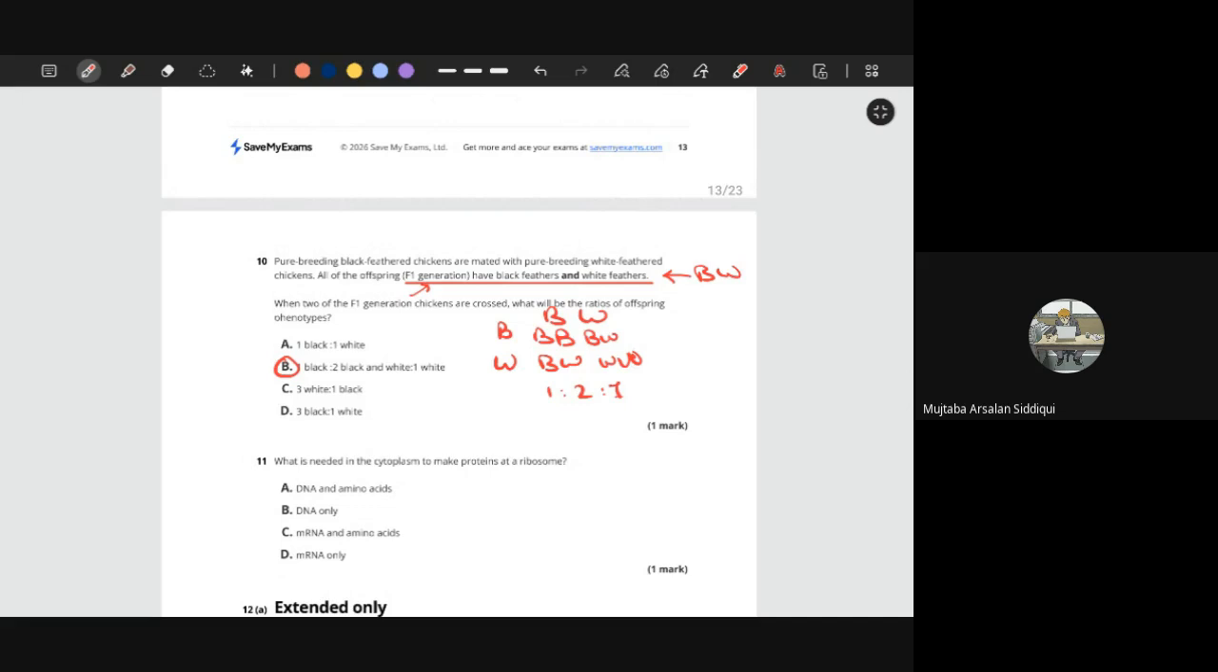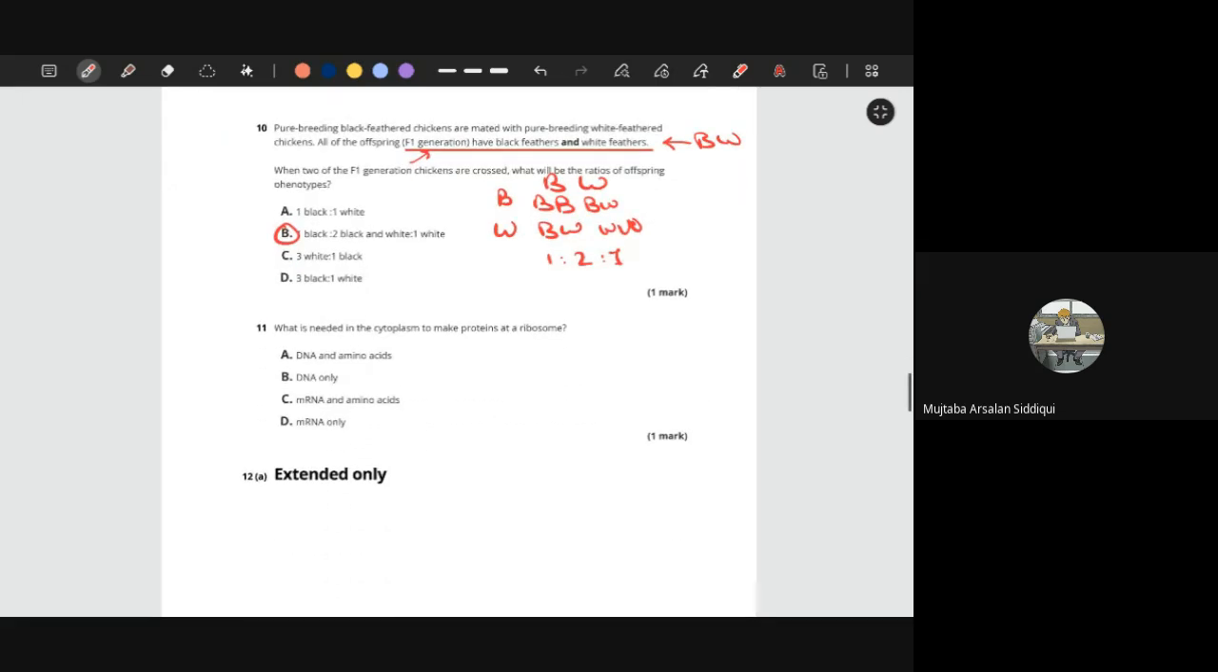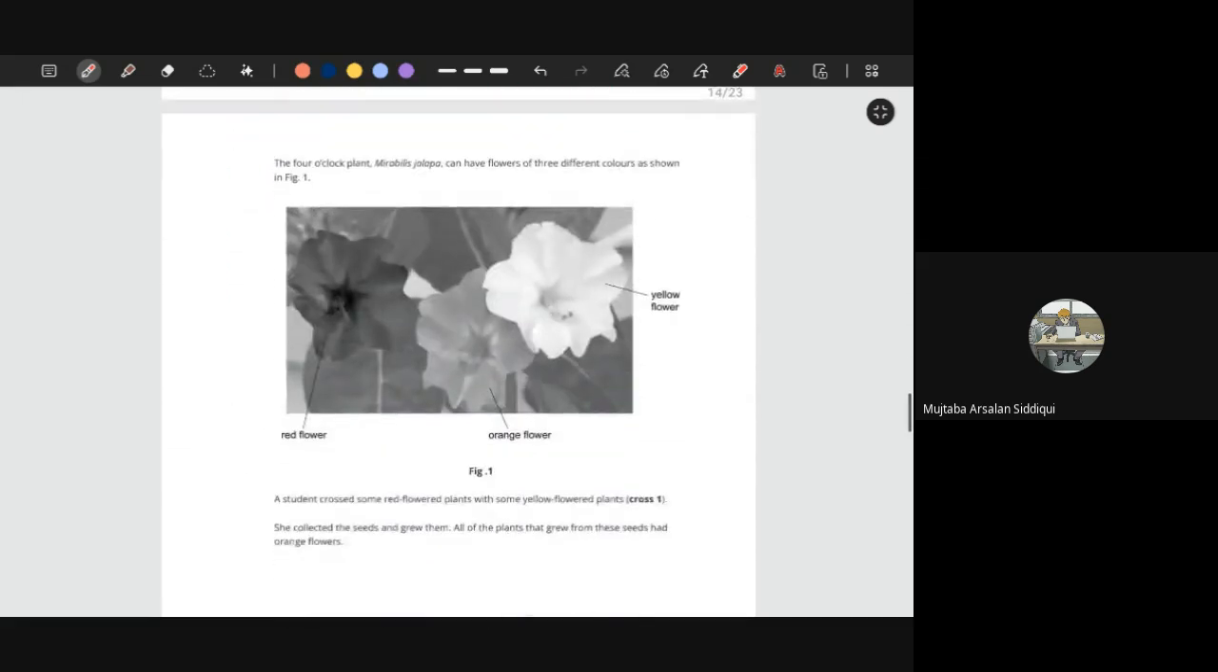What is needed in the cytoplasm to make proteins at a ribosome? So, what would be your answer? C, exactly, because it is your ribosome. Very good.